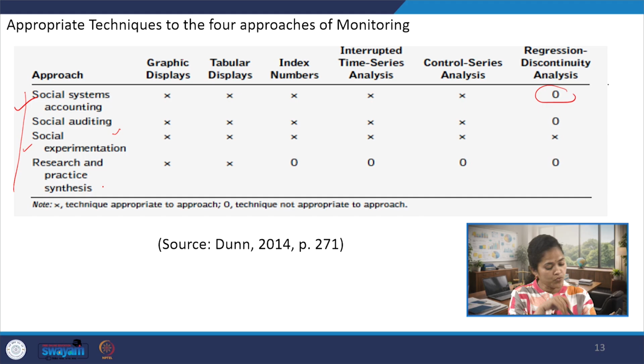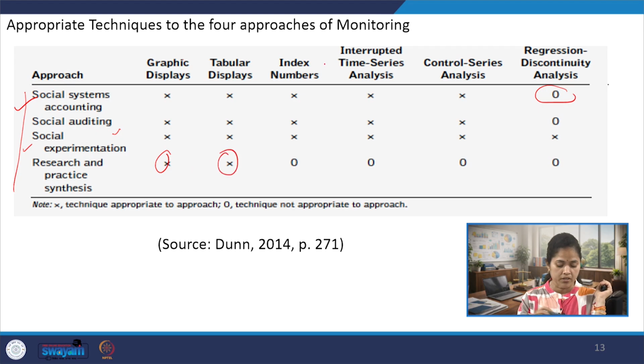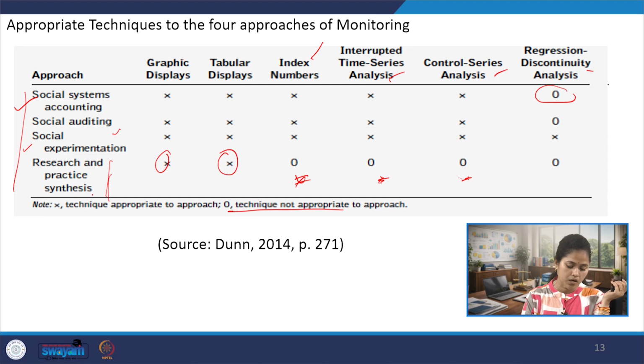But if you see the last one, research and practice synthesis, only two types of techniques are applicable for monitoring: graphic displays and tabular displays. However, for research and practice synthesis, the use of index numbers, interrupted time series analysis, control series analysis, and regression discontinuity analysis is not applicable. So a zero means the technique is not appropriate to the concerned approach, and a cross means the technique is appropriate to the corresponding approach.